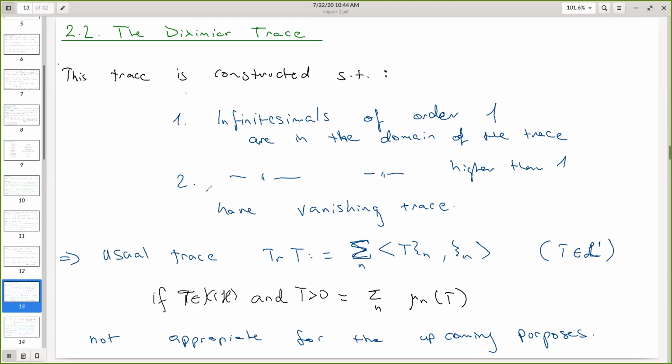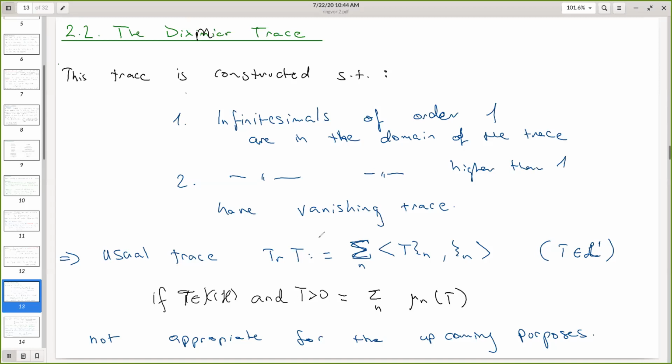And for that, there is a construction, a trace called the Dixmier trace. Sorry, I always write his name with the I. It's the Dixmier trace. And this trace is constructed such that infinitesimals of order 1 are in the domain of the trace, and infinitesimals of order higher than 1 have a vanishing trace. Okay, so in a sense, it is similar to the integral where you neglect certain orders. This is what the Dixmier trace does. It defines a trace of compact operators that are infinitesimals of order 1, and for those of order higher than 1, it vanishes.